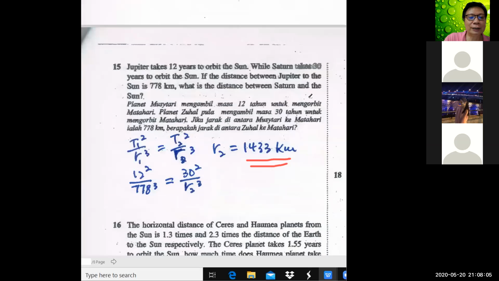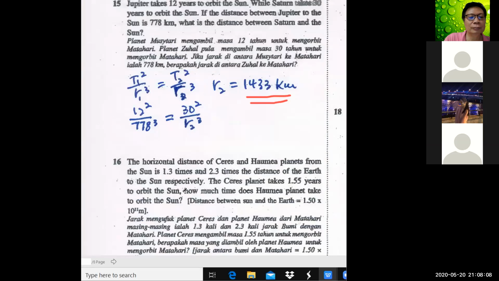Next, question 16. I'll read the question. The distances of the planets Ceres and Haumea from the sun are 1.3 times and 2.3 times the distance of the Earth. That means they give you the distance as how many times the distance of the Earth from the sun. Ceres planet takes 1.55 years to orbit, that is the period. How much time does Haumea planet take to orbit the sun? To find the period of the other planet, use the same formula.